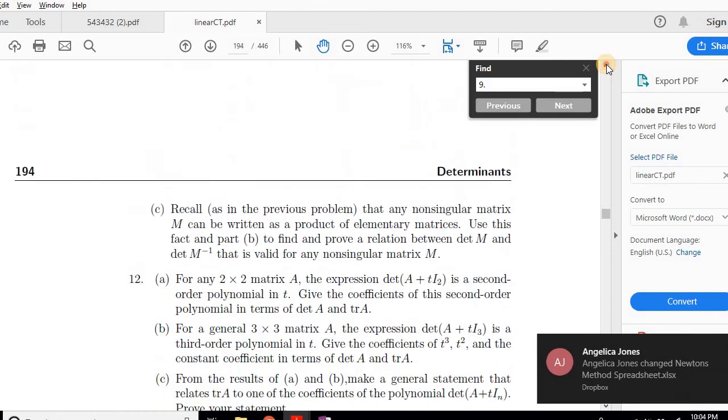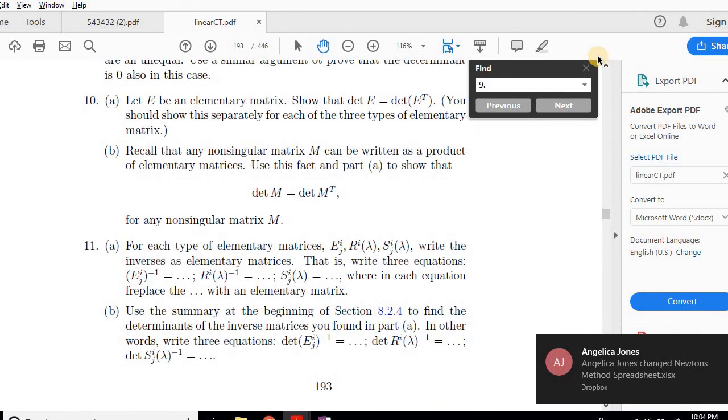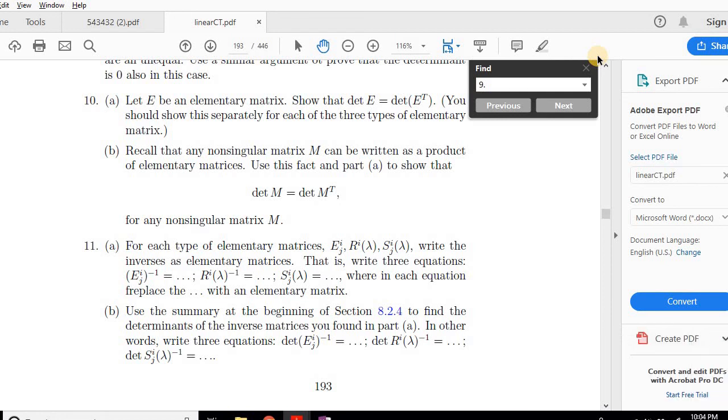No, I think you should use R and S. E is generic. It says you should show this separately for each of the three types of elementary matrix, so I would go ahead and use the R, S, and E.